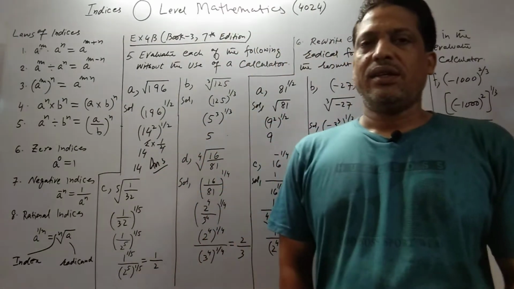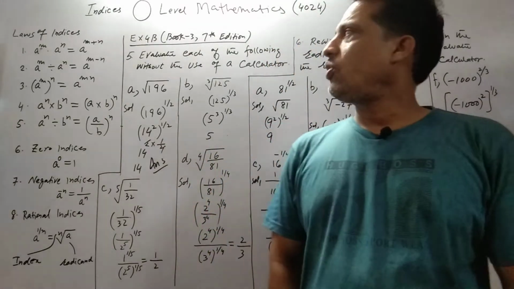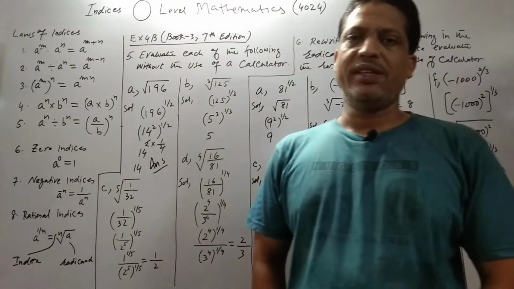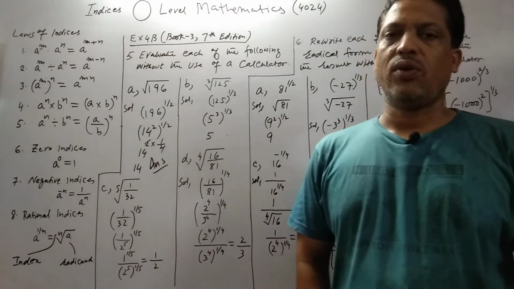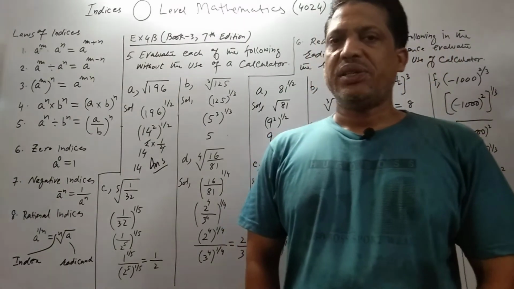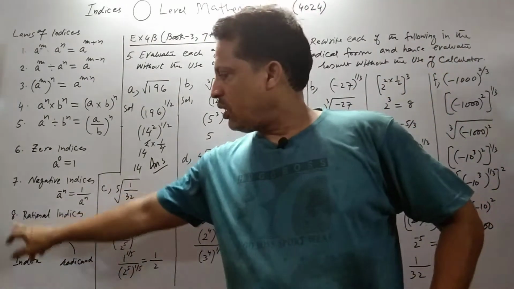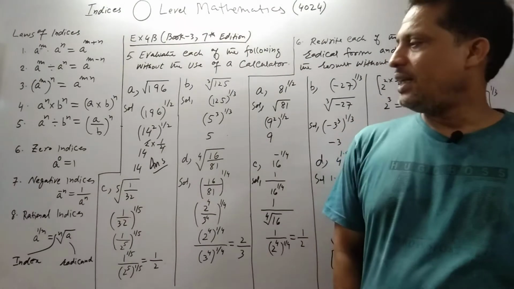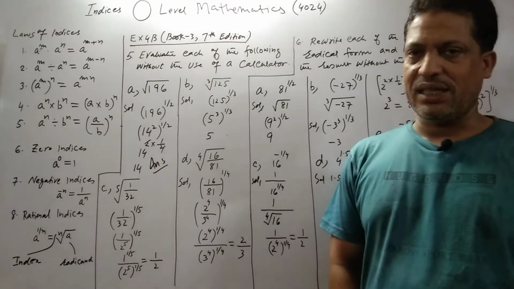In the last lecture, we did question number 3 and question number 4 of exercise 4B, book 3, 7th edition, and we applied some more laws of indices, but still one law is left. What is that law? Law number 8. We call law number 8 rational indices.